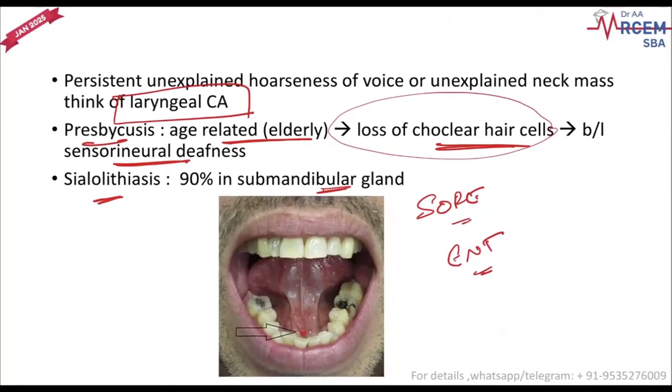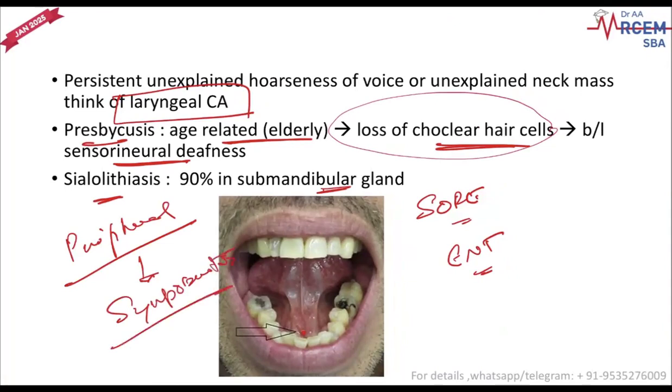One more thing I just missed saying: in peripheral vertigo, the treatment is symptomatic. Peripheral vertigo, you will be discharging them, and the treatment is symptomatic. You're not doing anything specifically. Central vertigo, you need to treat it like a stroke, what you learned in the neurology chapter.